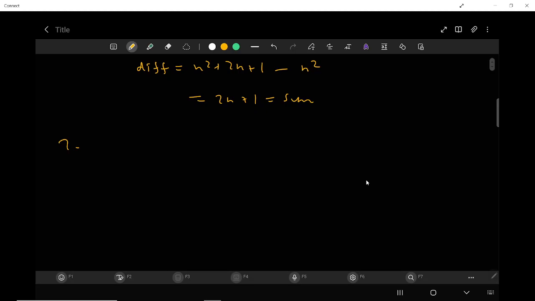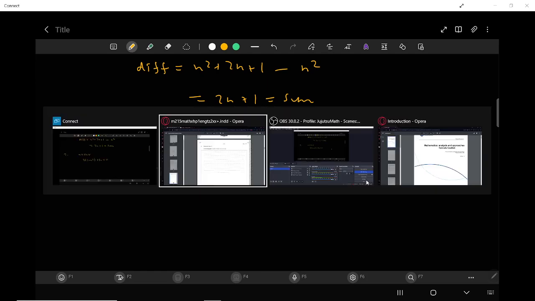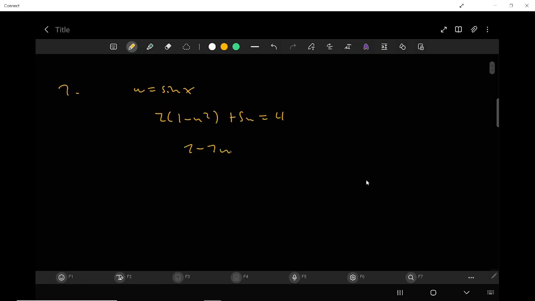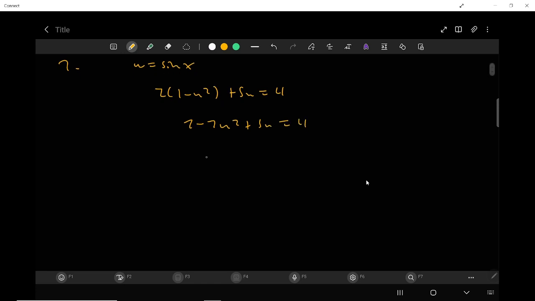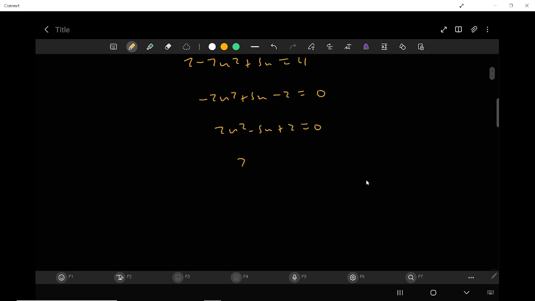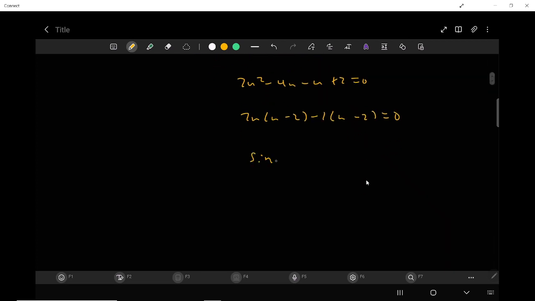Solve the equation. Okay, let u equal sine x. 2 times (1 minus u squared) plus 5u equals 4. 2 minus 2u squared plus 5u equals 4. Minus 2u squared plus 5u minus 2 equals 0. 2u squared minus 5u plus 2 equals 0. 2u squared minus 4u minus u plus 2 equals 0. Then just factor: (2u minus 1)(u minus 2) equals 0. Sine x equals a half, x equals pi over 6, 5 pi over 6.